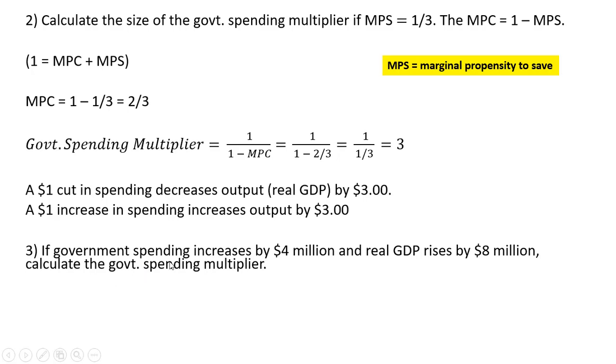Problem 3. If government spending increases by $4 million and real GDP rises by $8 million, calculate the government spending multiplier. Here we're going to use the notion that the government spending multiplier is simply the change in real GDP divided by the change in government spending. So an $8 million increase in real GDP divided by the $4 million increase in government spending gives us a multiplier of 2. For every dollar increase in government spending, real GDP increases by $2.